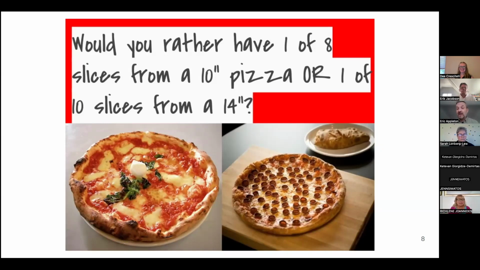Right, 1 out of 8 out of a 10-inch, which seems like that's sometimes a personal pie, right? Yeah, that's so small. And because I like pizza and ice cream, I would choose the 1 out of 10 slices because I think it's going to be bigger. Anyway, because I like pizza without pepperoni. Without pepperoni. Thank you, Richelieu.